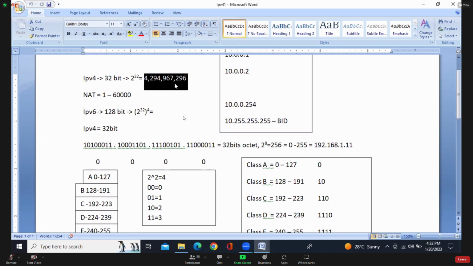All those combinations we have utilized. We don't have any combination left in IPv4 nowadays. So the IPv4 IP addresses are over, completed. Without an IP address, can we communicate from one device to another device?